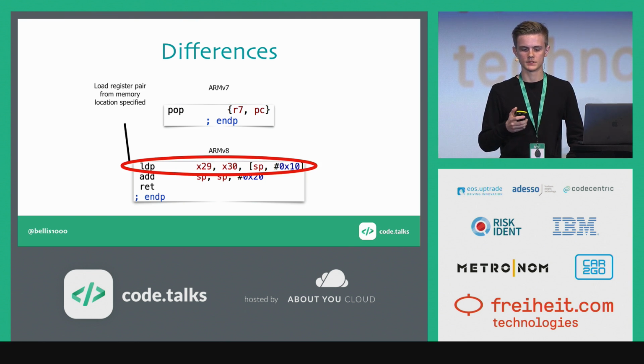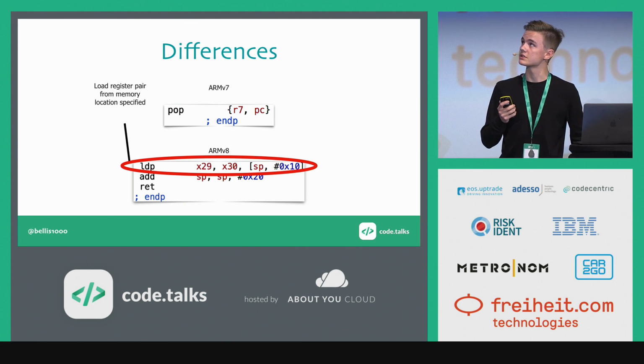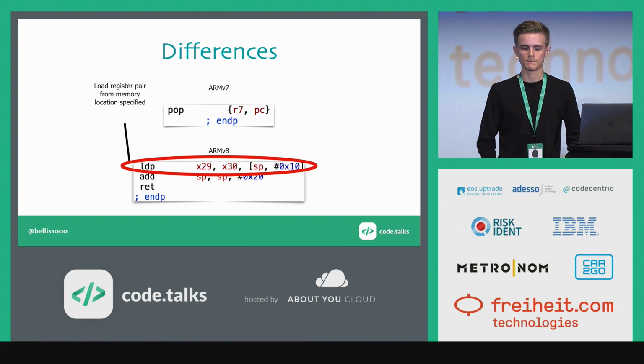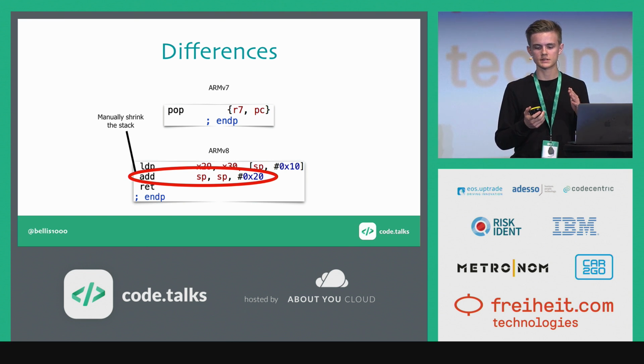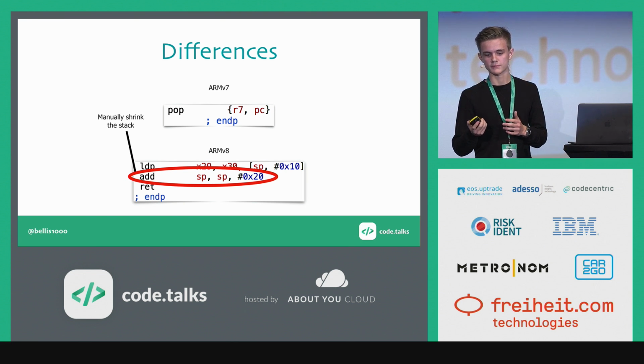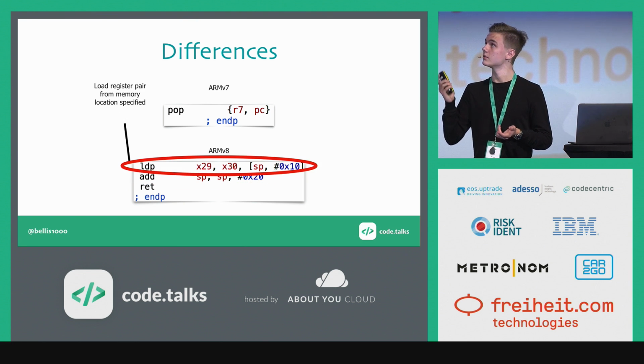And in ARMv8, this time there are three instructions. So again, we do the opposite of what we did before. You load a pair of registers from the stack relative address. Then you add a value to the stack pointer to shrink the stack back to its original size. And then finally, in this case, we're returning from a function, you ret, which branches to X30, which you would have just loaded from the stack there.